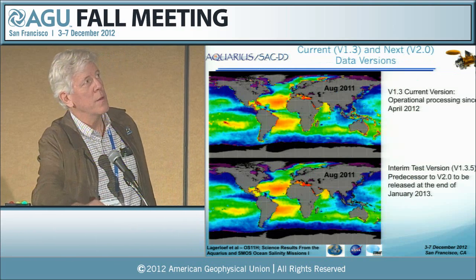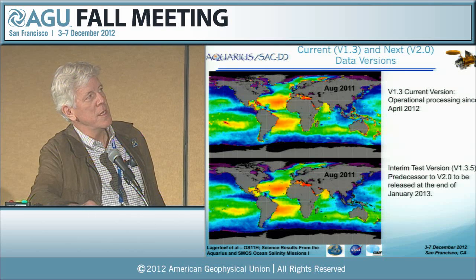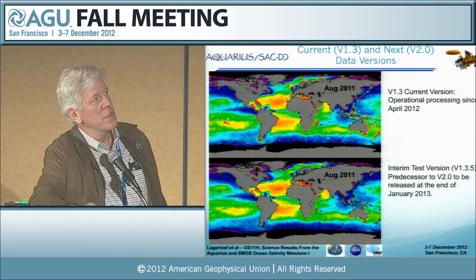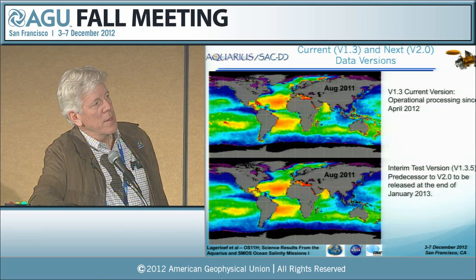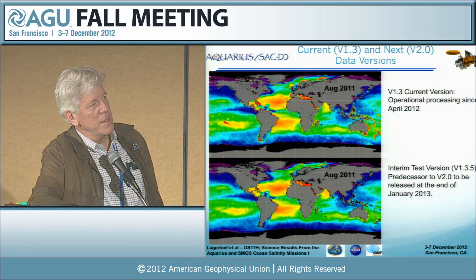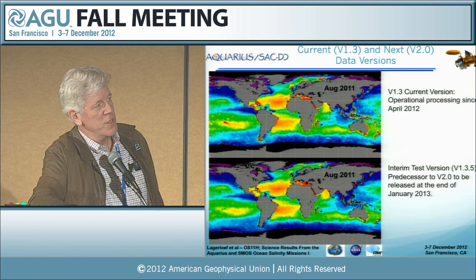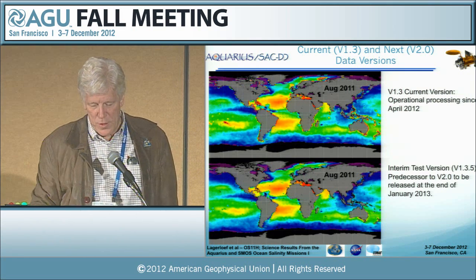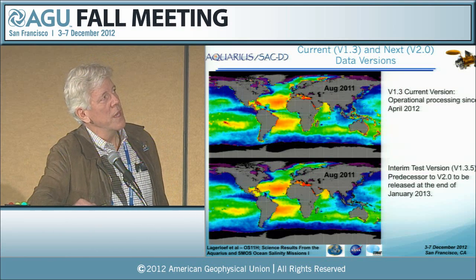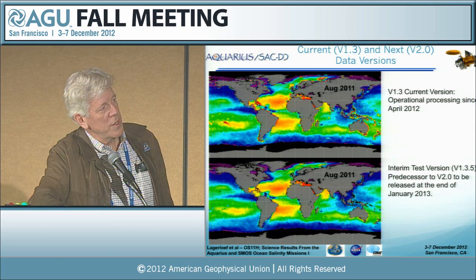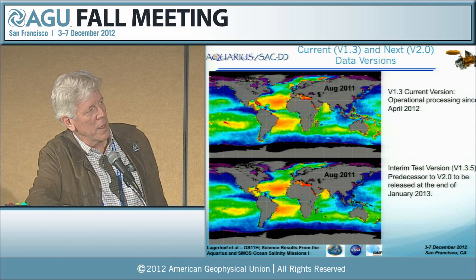Where we are right now in the processing, those of you who have been using the data are familiar with version 1.3 that's been publicly available since April. We are about to release the next version of the data. We're going to call it version 2.0. It's going to be available by the end of January of this year. These are just two maps of what you get with the existing data set and with one of the predecessors of this new release that we're working on right now.